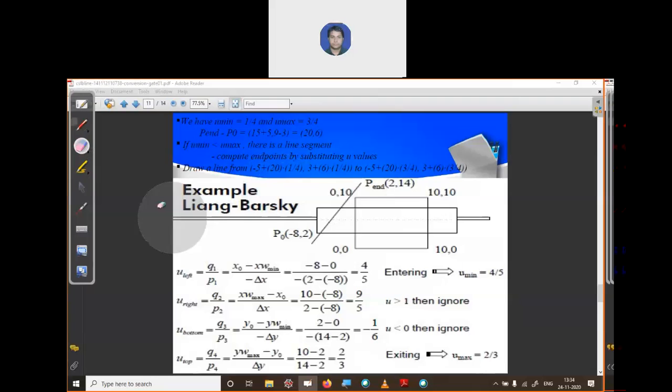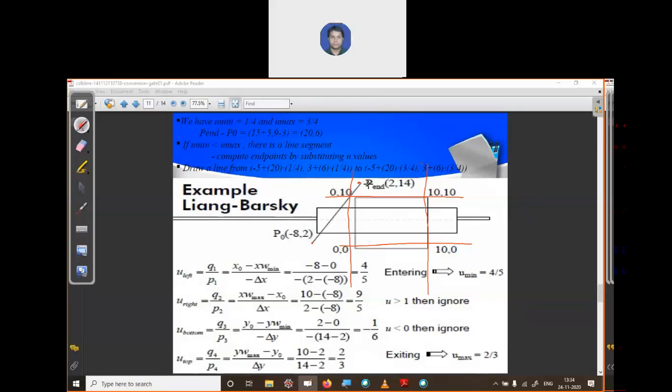For the clip window, the left boundary is 0, meaning the value of x is 0, and the right boundary is 10. The bottom boundary is 0, and the top boundary is 10. You can easily see this is the top boundary, this is the bottom boundary, this is the left boundary, and this is the right boundary, and our given line is this, from -8 to 14.